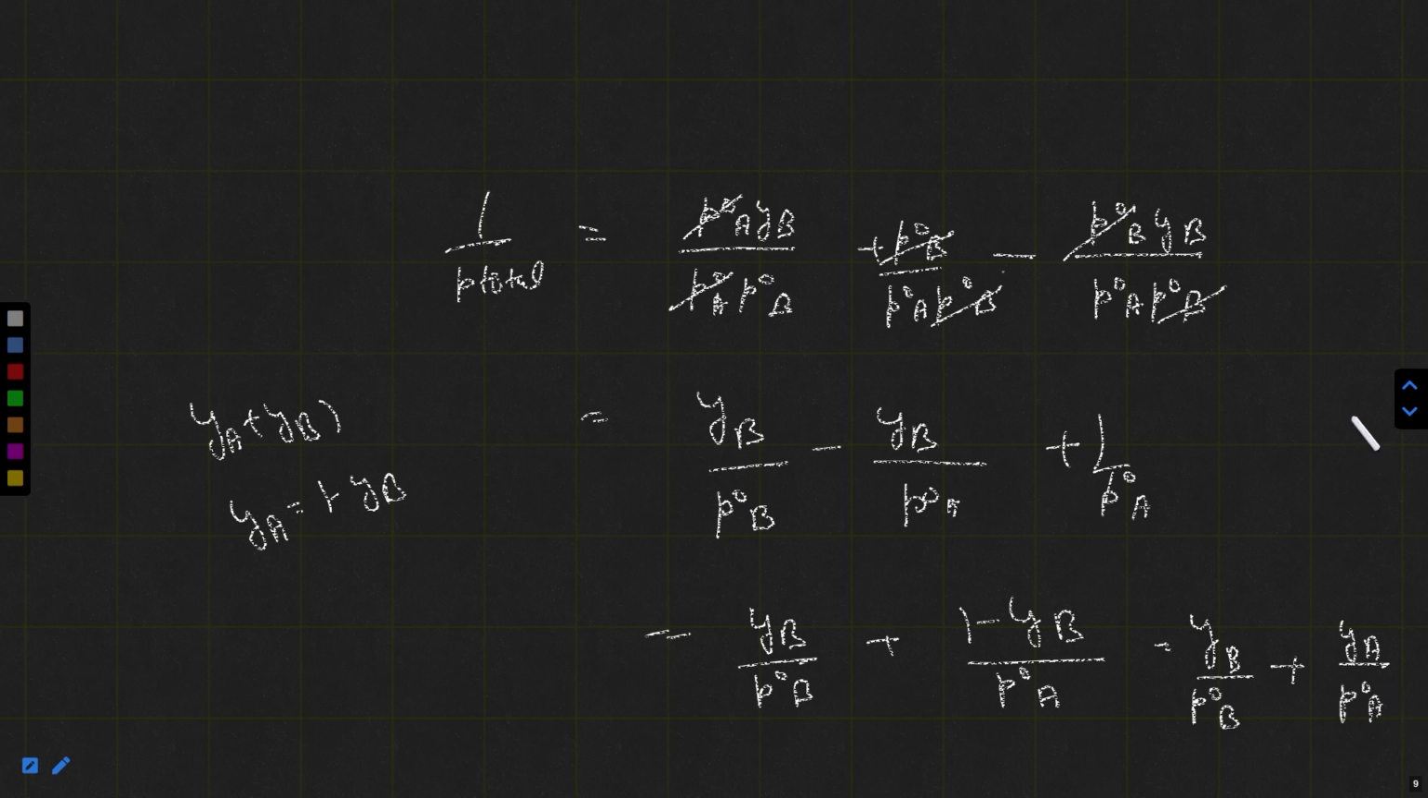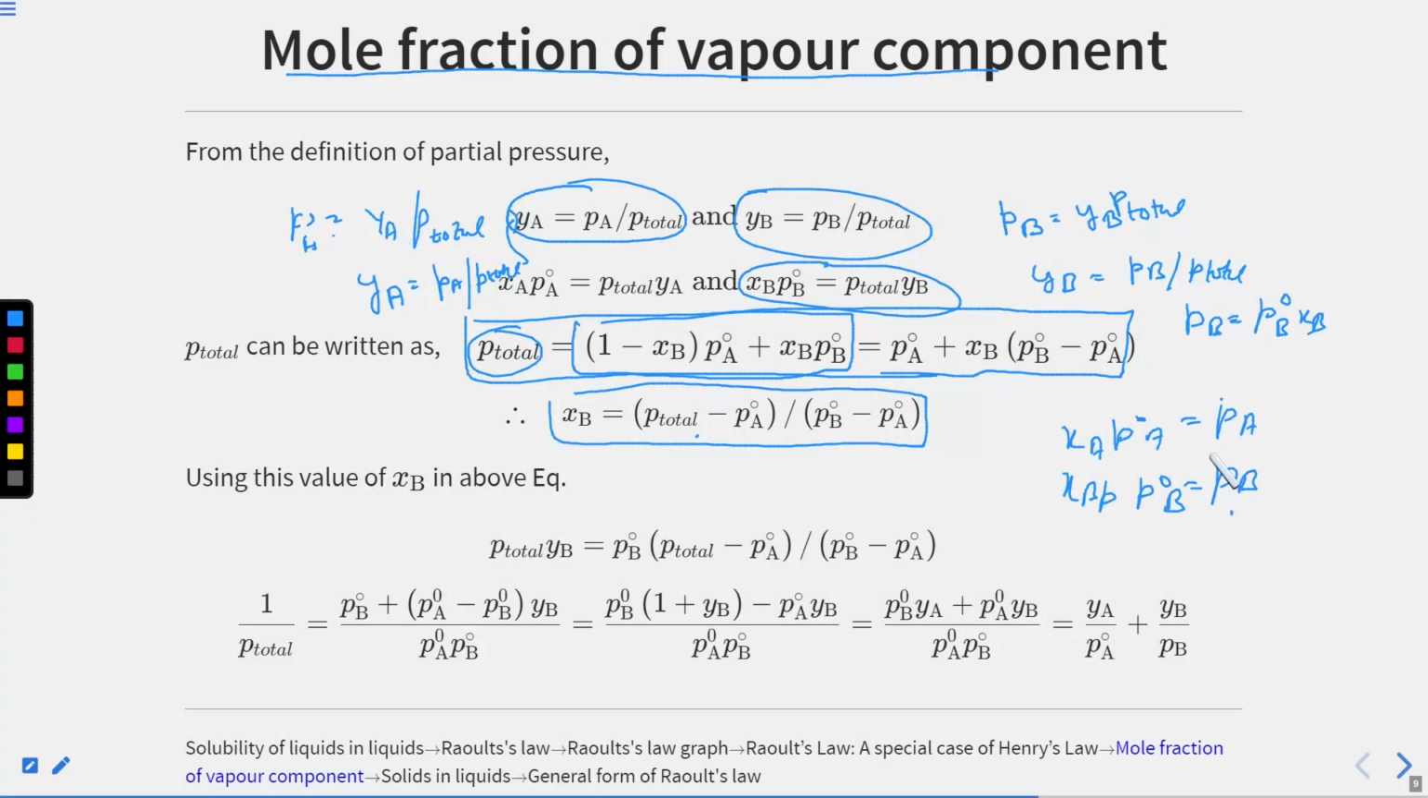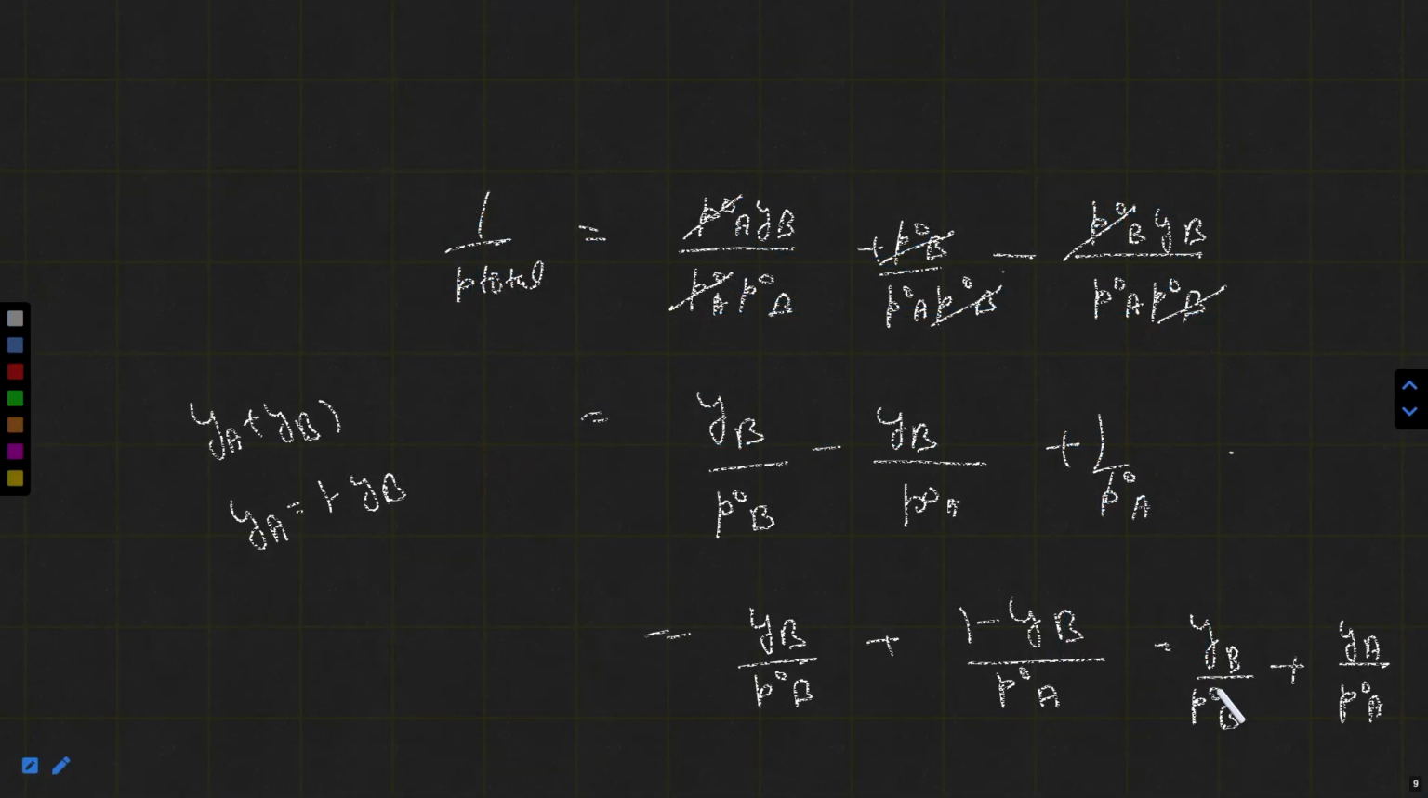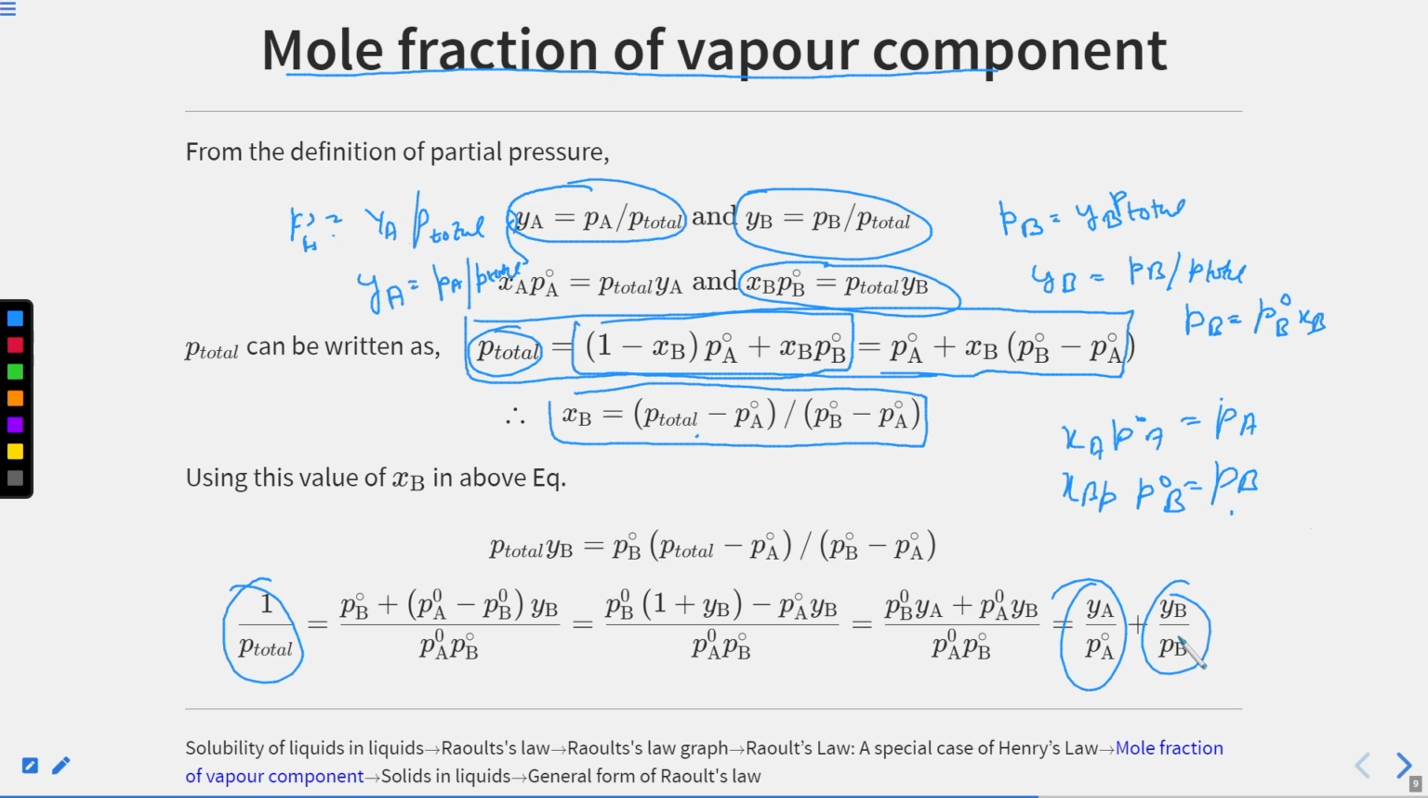So I've done a very, you can say, complicated, not, you can say an easier transformation of this 1 by P total in terms of YA by P naught A and YB by P naught B. Sorry. So we can write our 1 by P total in terms of YA by P naught A plus YB by P naught B. So this is the final equation that we got. So it was a long calculation, but it is worth it.